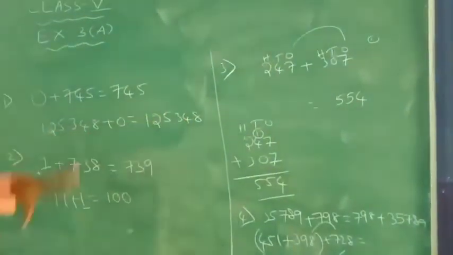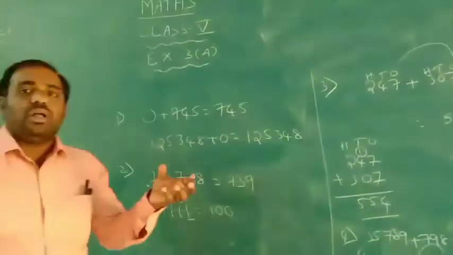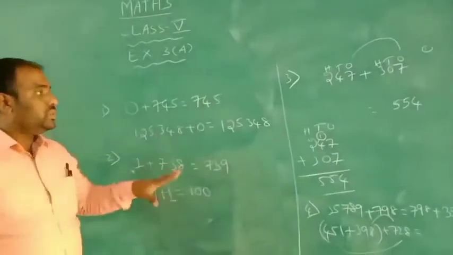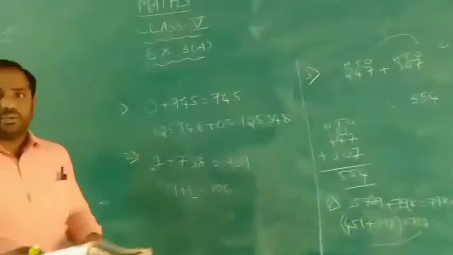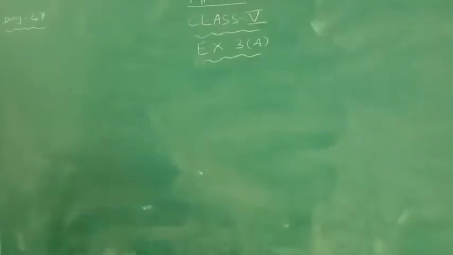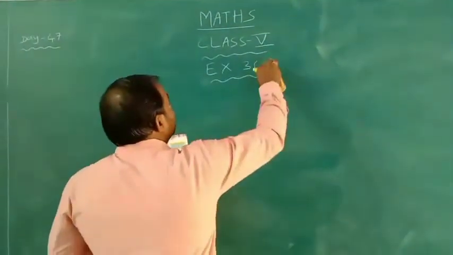Okay, these four rules are like formulas, like definitions only, better. These are just rules only. Okay. 3A is finished. Now 3B.